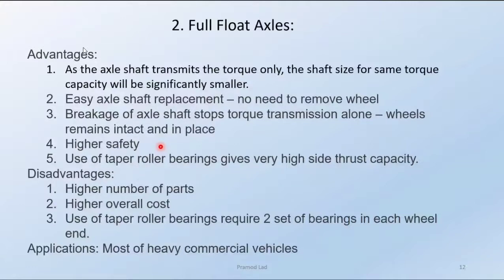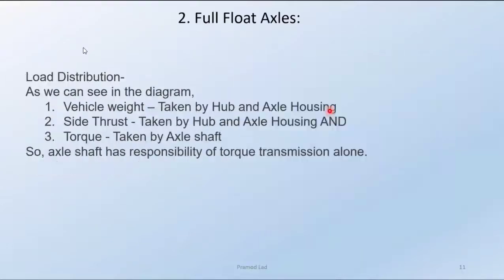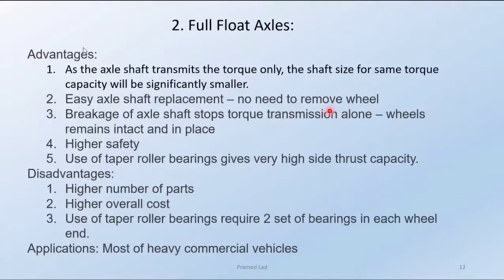So as a result of that, the fourth advantage is of course higher safety in this design. And fifth is use of taper roller bearing gives very high side thrust capacity. Since we are using taper roller bearings, they have the capacity to take radial as well as axial loads. So in this case, we have the advantage that high side thrust load capacity is available.